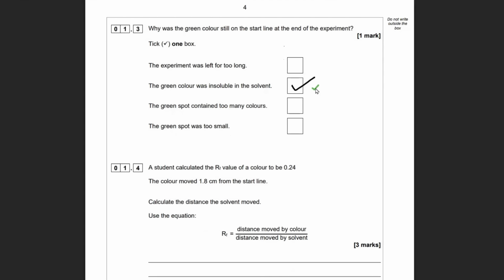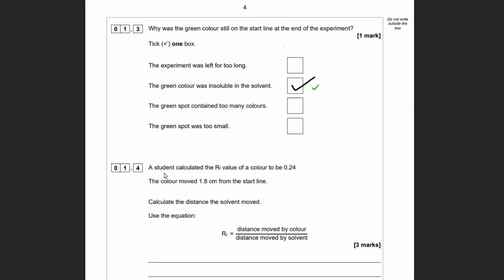Therefore, if it didn't dissolve in the solvent, it couldn't climb up the filter paper. If you want to use technical language, it didn't spend any time in the mobile phase. It spent all of its time in the stationary phase. So that's why it was insoluble. Now, they didn't ask us which was the most soluble. If we went back up and looked at the diagram, you might have guessed, the most soluble was blue. That was because it traveled the furthest in the same amount of time.